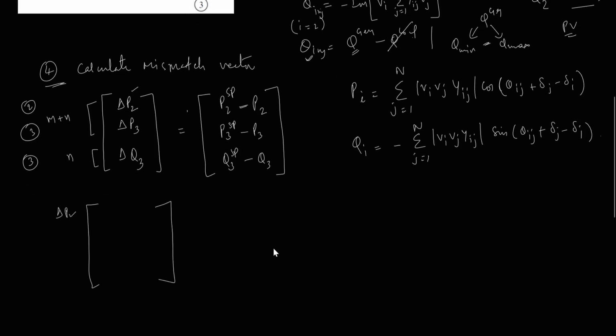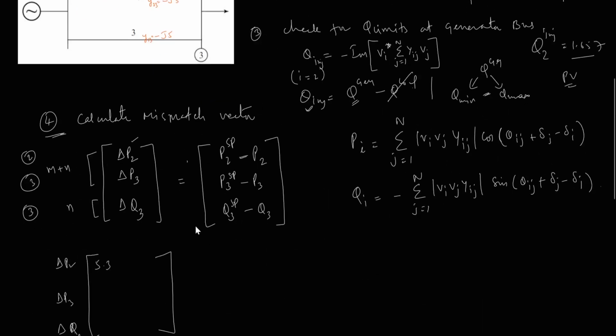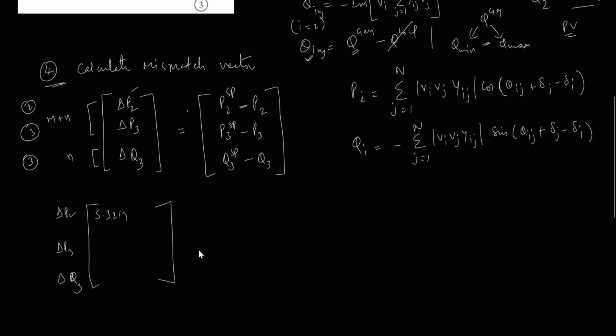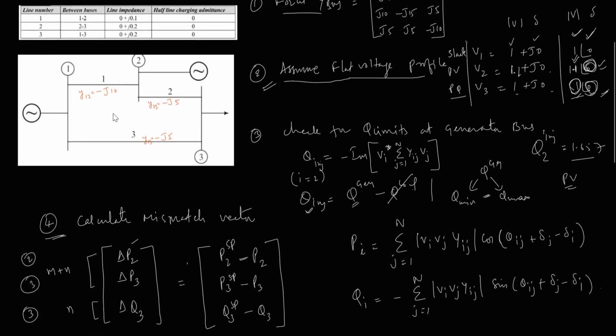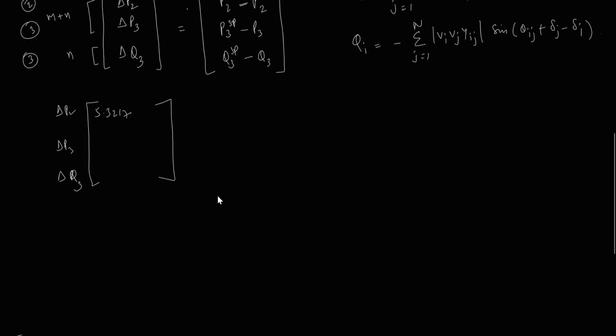So this is del P2, del P3, del Q3. This is P2 specified is 5.3217, and P3 specified, the generation is not given here, minus load is given. So this is minus 3.6392, minus 3.6392. These are the specified quantities.